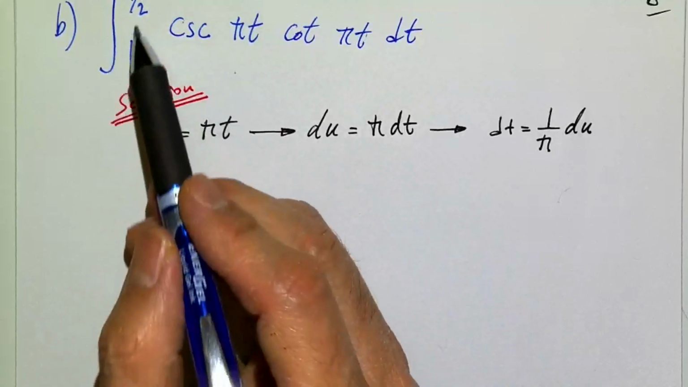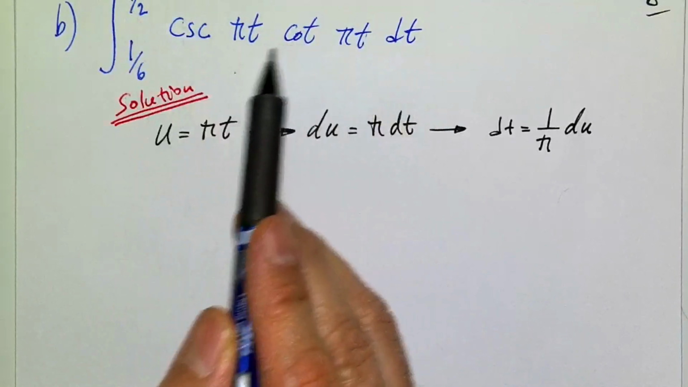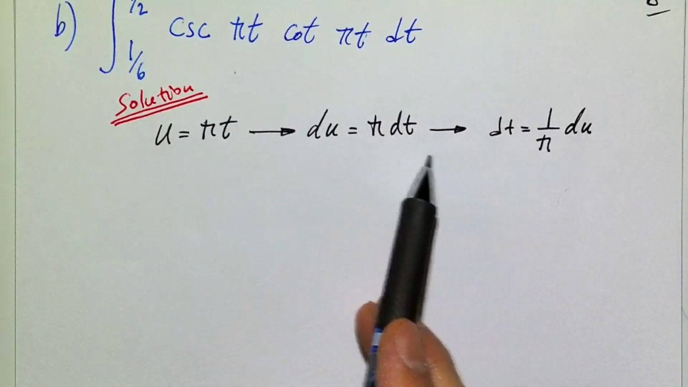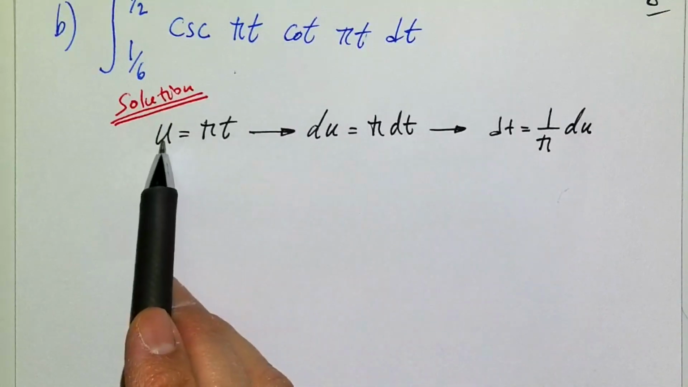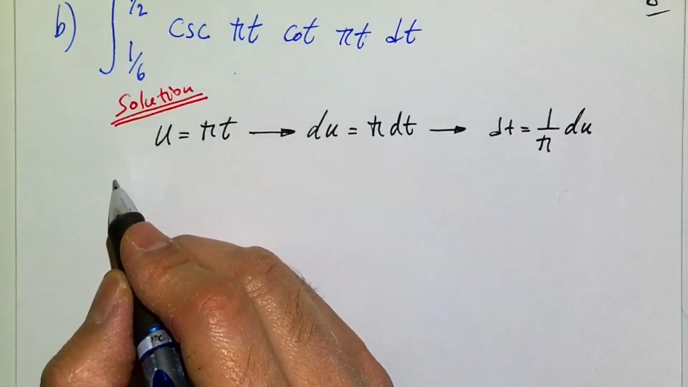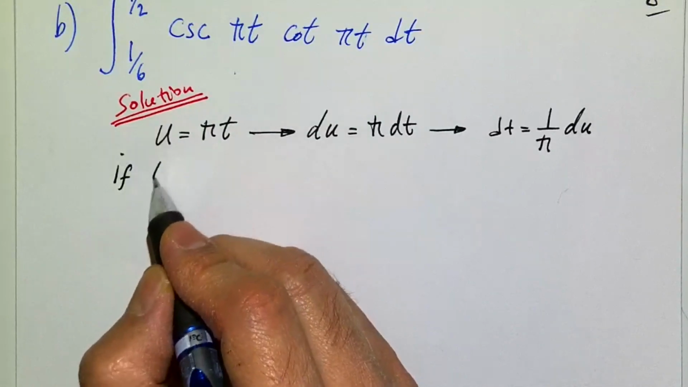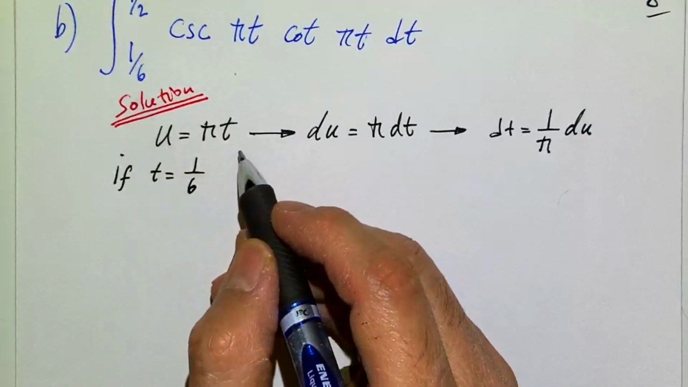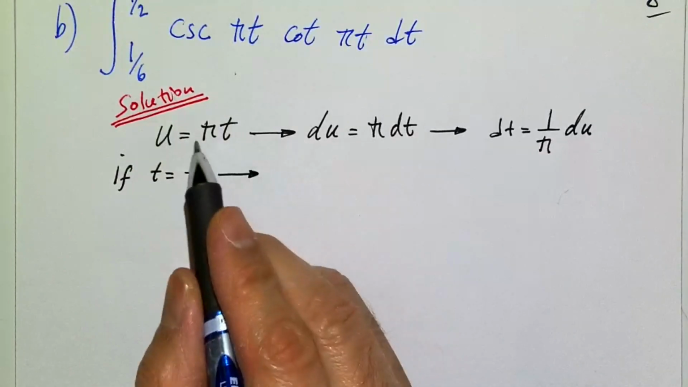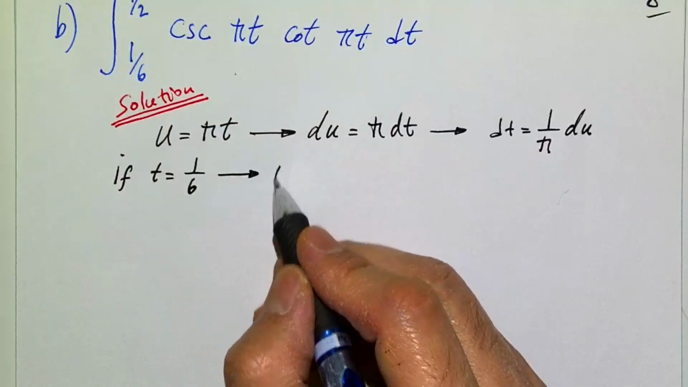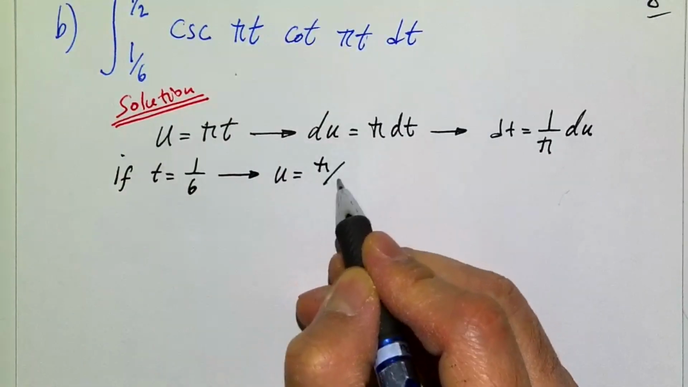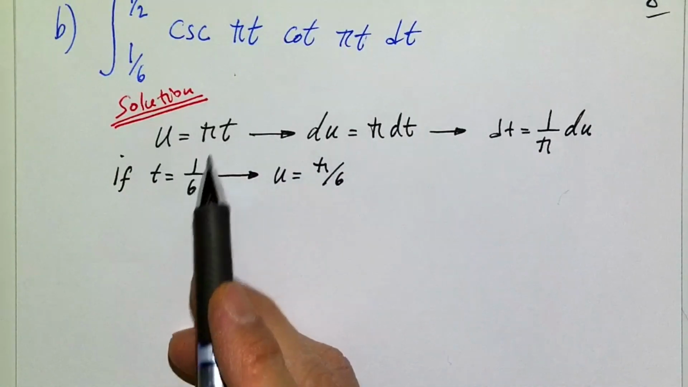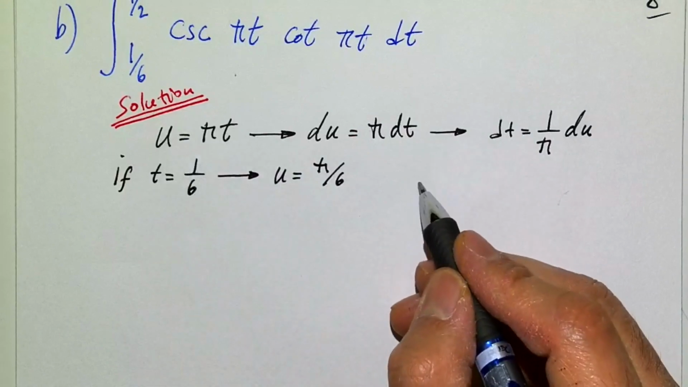Because these limits are for the t variable, not for the u variable. Okay, so let's calculate that. If t is equal to 1 over 6, let's start with the lower limit. Then substituting here, what do we get? Then u is equal to pi over 6, right? Just substitute for t with 1 over 6, you get u equals pi over 6.